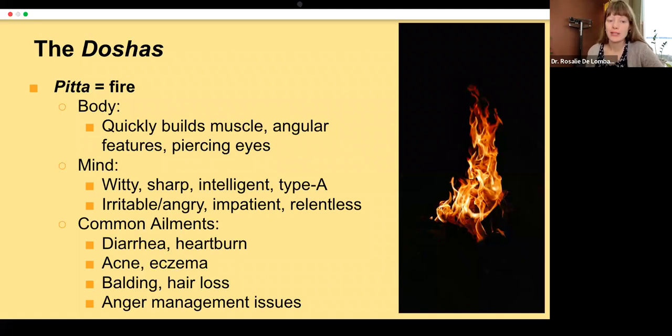It's full of Pitta, full of fire. Eczema is another big one. Balding and hair loss, because that fire rises and affects the head and the hair on the head. And then lastly, in terms of mood, there's often difficulty regulating irritability and anger with these Pitta type people.